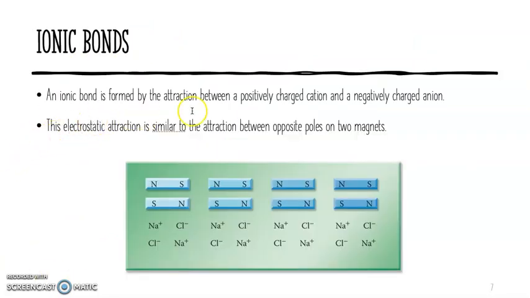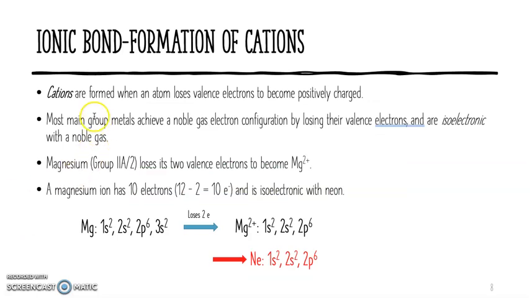An ionic bond is formed by the attraction between a positively charged cation and a negatively charged anion. If you think about it, it's just like two magnets with opposite poles, north and south, like the positive and negative charges in the sodium ion and chloride ion. So ionic bonds are formed by the attraction between the positively charged cation and the negatively charged anion, like in the example of sodium chloride. So how are cations formed?